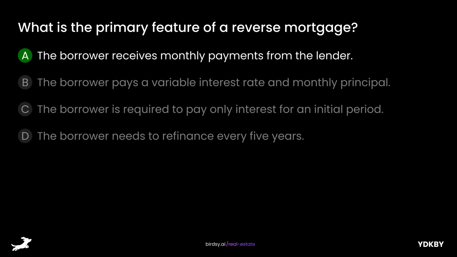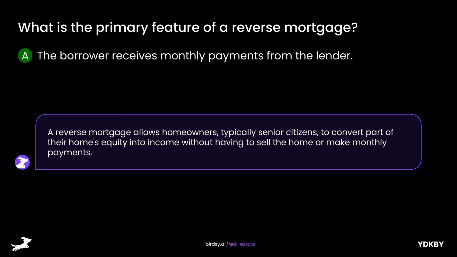The answer is A, the borrower receives monthly payments from the lender. A reverse mortgage allows homeowners, typically senior citizens, to convert part of their home's equity into income without having to sell the home or make monthly payments.